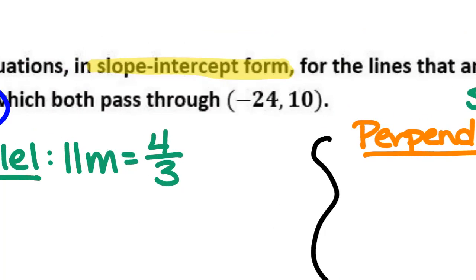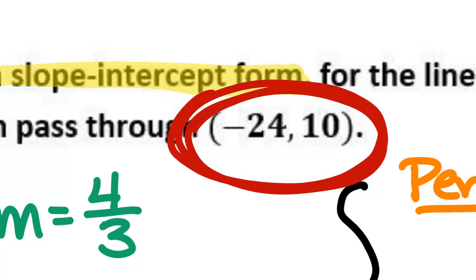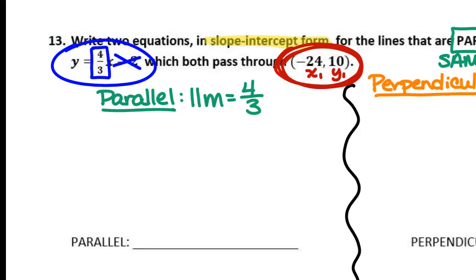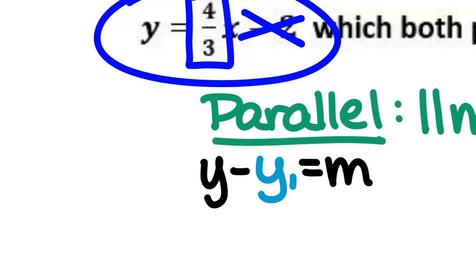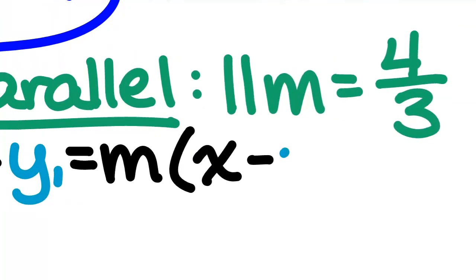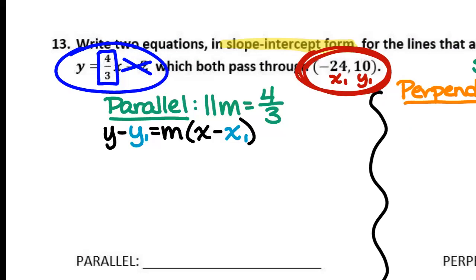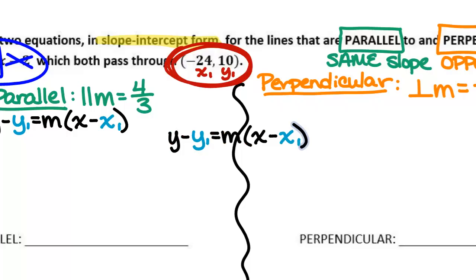They gave us this ordered pair right here. Our lines have to go through that. So they're giving me an X and a Y. That means we need to use point slope form. Y minus Y1 equals M, and then parentheses X minus X1. When we know what we want our slope to be, and they've given us a point, we have to use point slope form. We're going to do that for both of these.